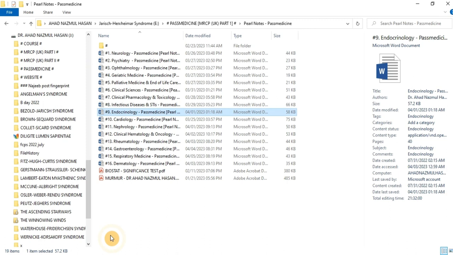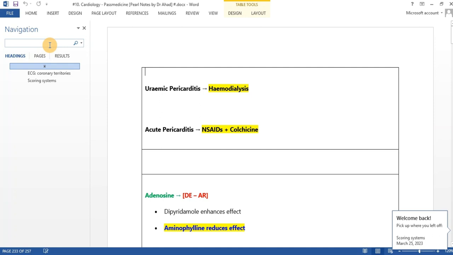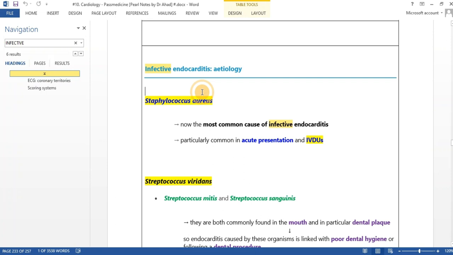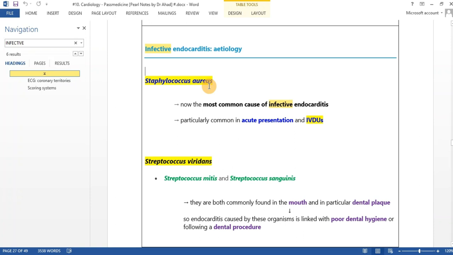This is going to be Staph aureus, because dental extraction was done 1 year ago. So, infective endocarditis etiology: Staphylococcus aureus is the most common organism in case of infective endocarditis, except in one condition.